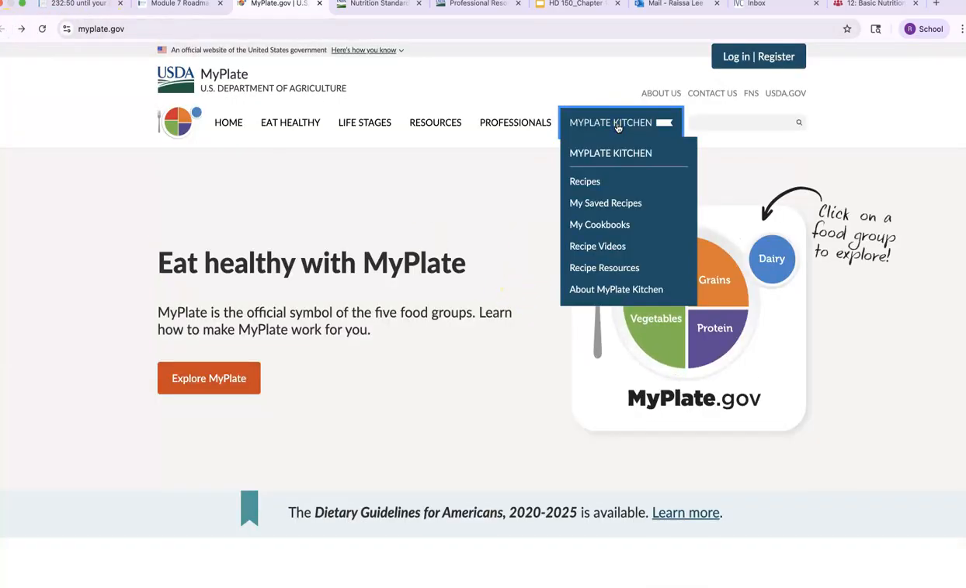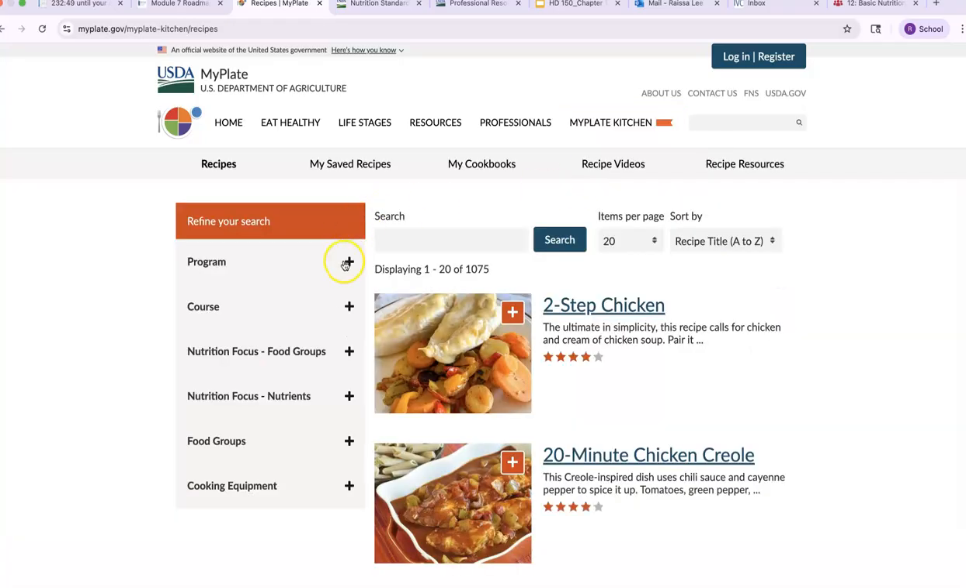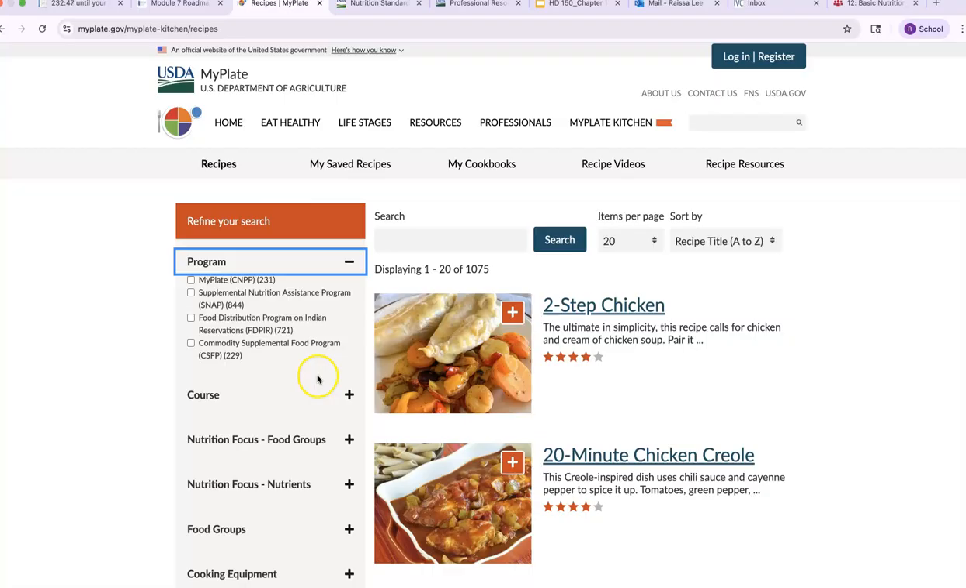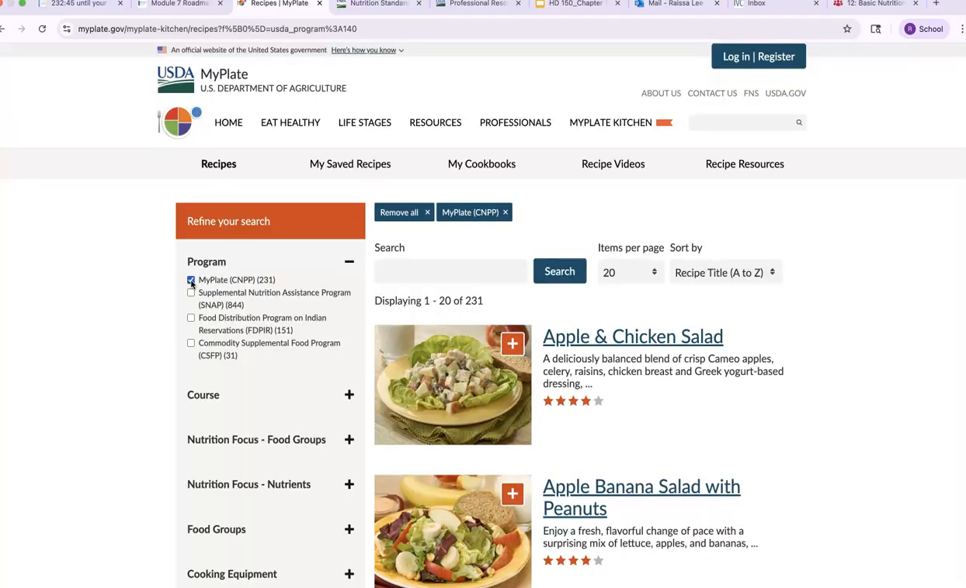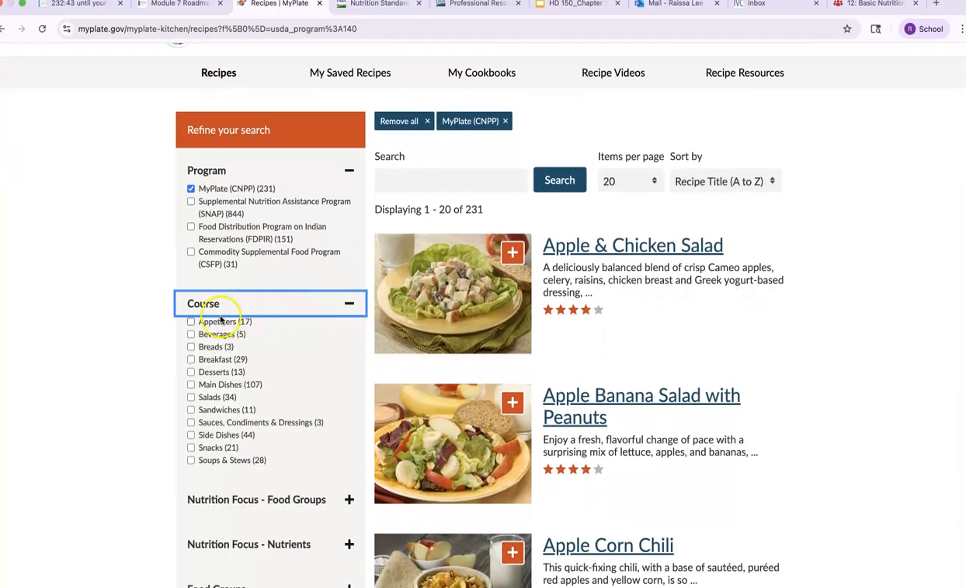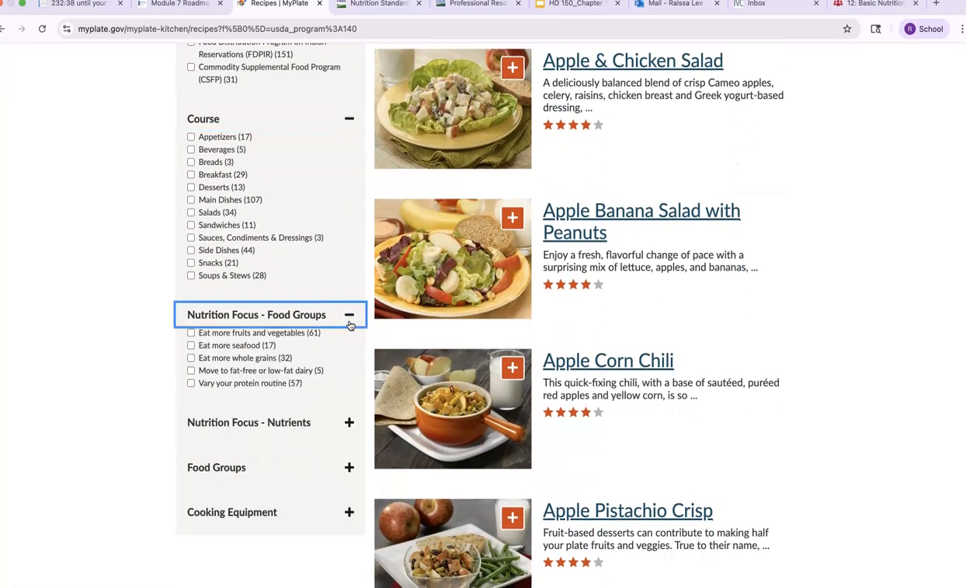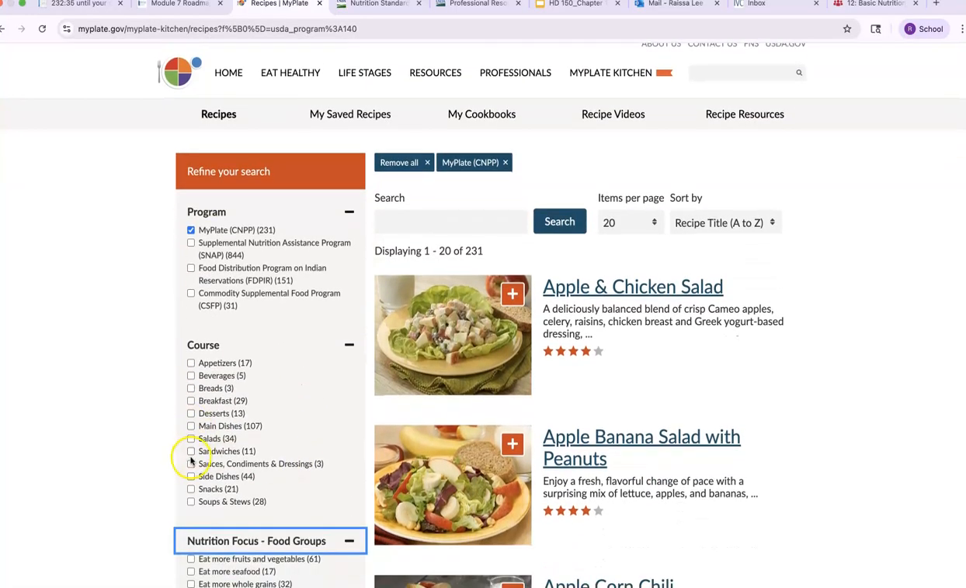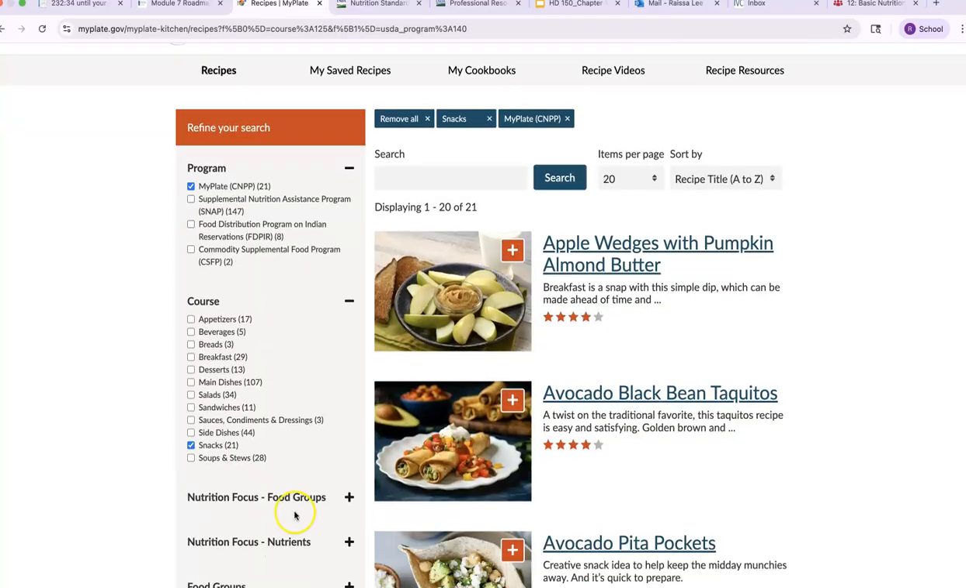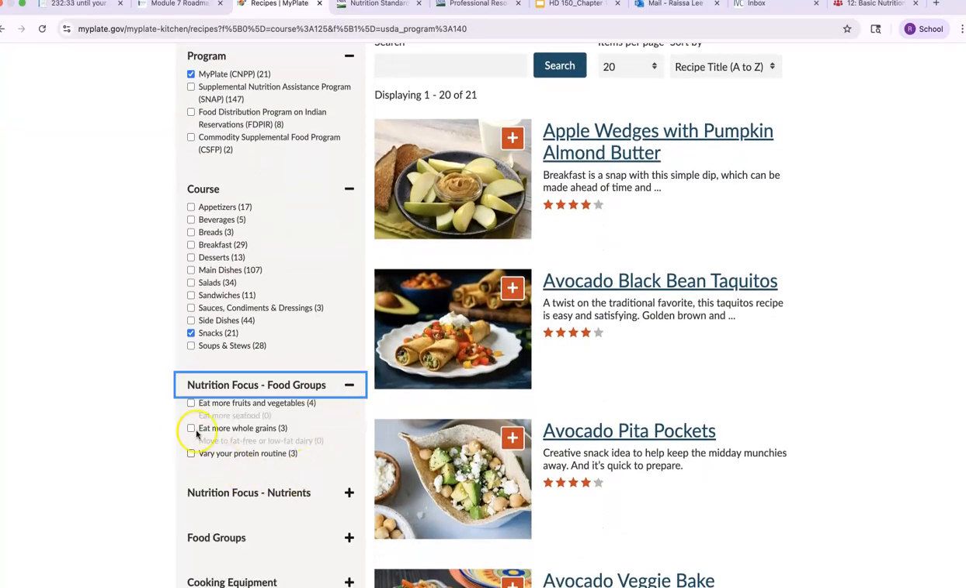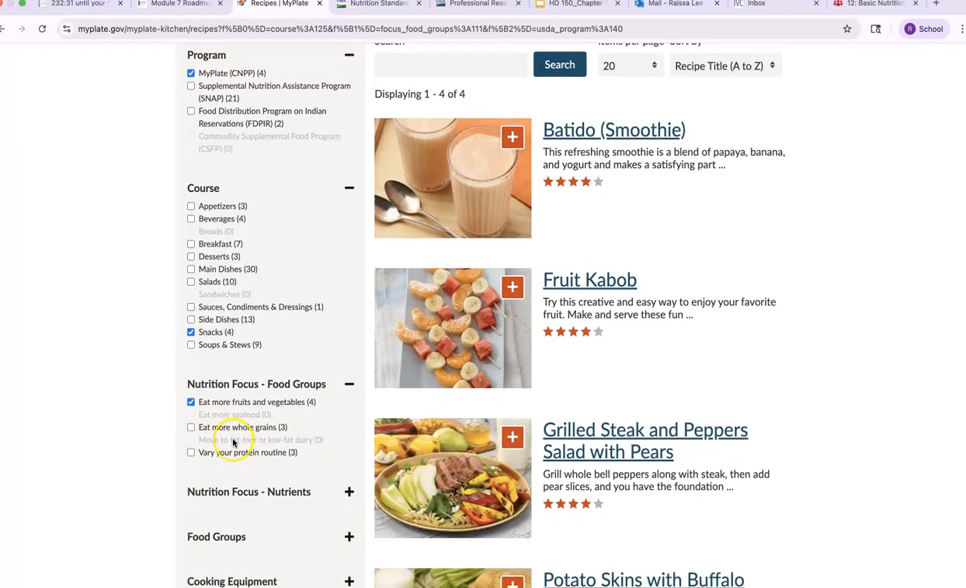If you want recipes, oh my goodness, this is the best. You can go through, and you can say, okay, you're looking at My Plate, right? If you're on certain programs, what do you need? If you want to do breakfast or main dishes, or you want to do snacks, whatever you want to do, you can click on it. You just select whatever you want. So let's say, okay, let's do this. Let's say I want to do snacks. And let's say I want to focus on eating more fruits and vegetables.